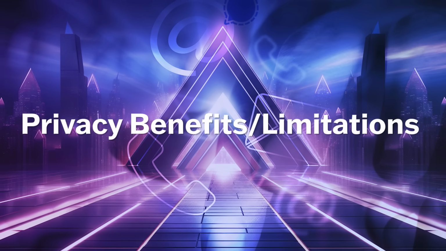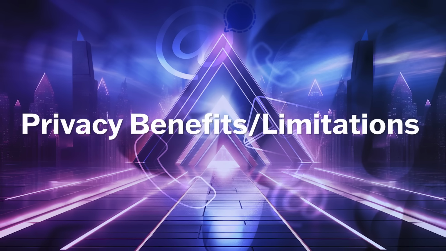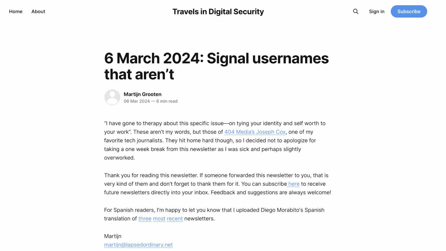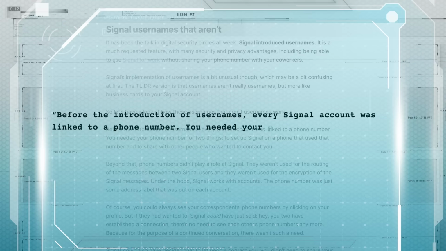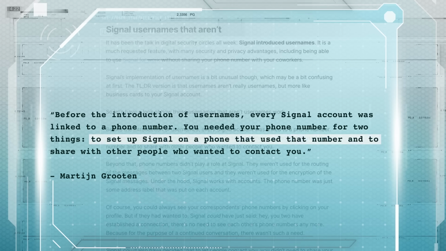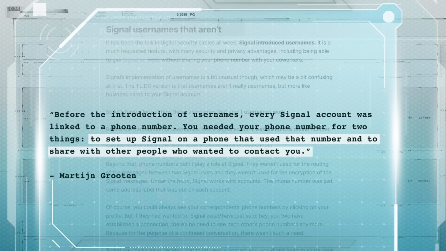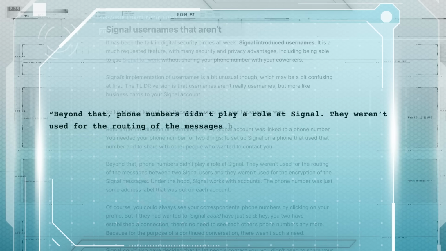Now let's understand the privacy benefits of this new implementation, as it's actually a really cool feature with more than meets the eye. As Martin Gruson explains in his security blog, before the introduction of usernames, you needed your phone number for two things on Signal: to set up your account and then to share that number with other people who wanted to contact you. But beyond that, phone numbers didn't play a role at Signal.